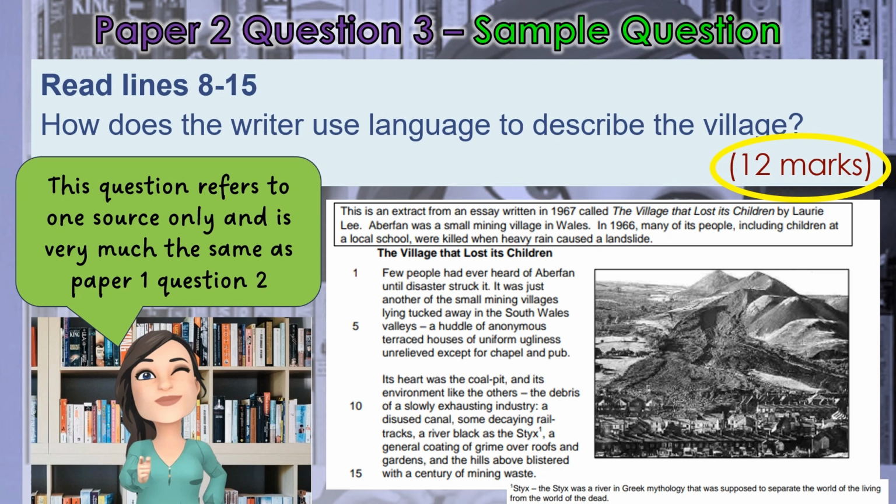It was just another of the small mining villages lying tucked away in the South Wales valleys, a huddle of anonymous terraced houses of uniform ugliness, unrelieved except for chapel and pub. Its heart was the coal pit, and its environment like the others, the debris of a slowly exhausting industry, a disused canal, some decaying rail tracks, a river black as the Styx, a general coating of grime over roofs and gardens, and the hills above blistered with a century of mining waste.